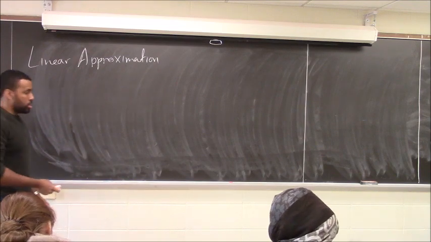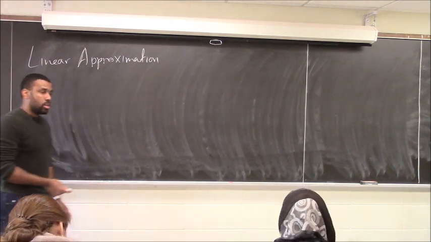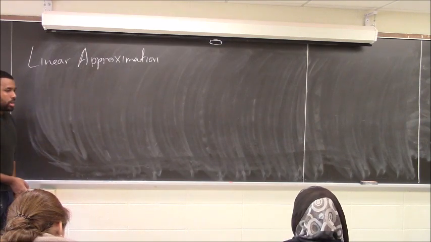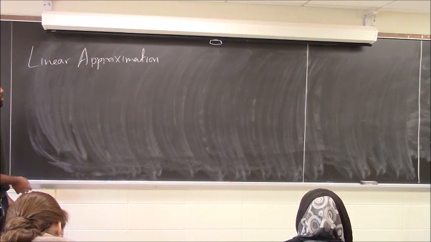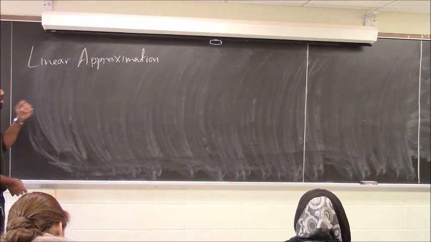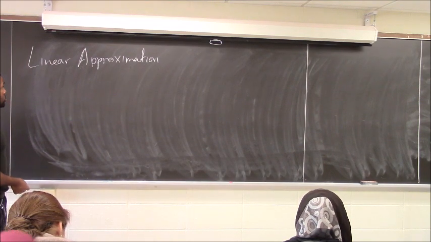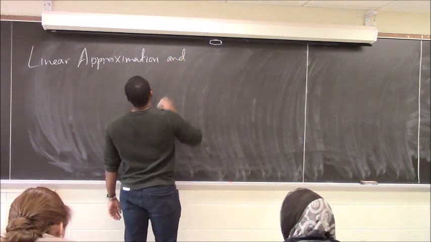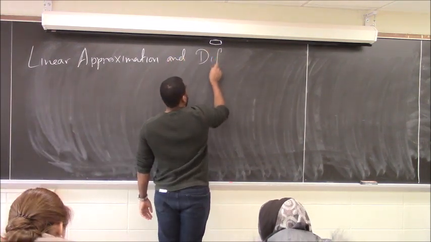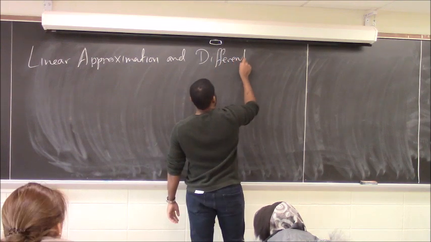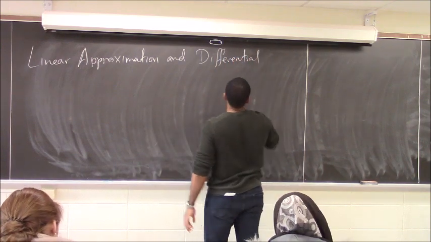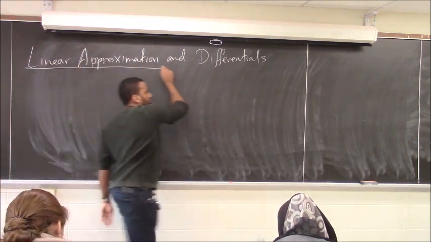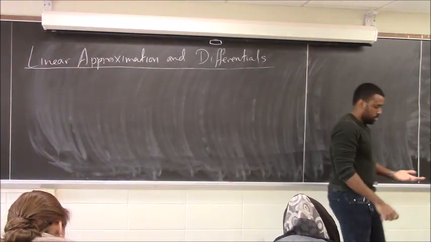Us being able to approximate a function by a straight line, and hence talk about the slope of that function at some point, was the whole reason why we decided to invent the derivative. So we're going to go back to that, back to our roots for a little bit, and talk about something called linear approximation, and the idea of a differential, which is just another perspective on linear approximation. That's what we're going to talk about.